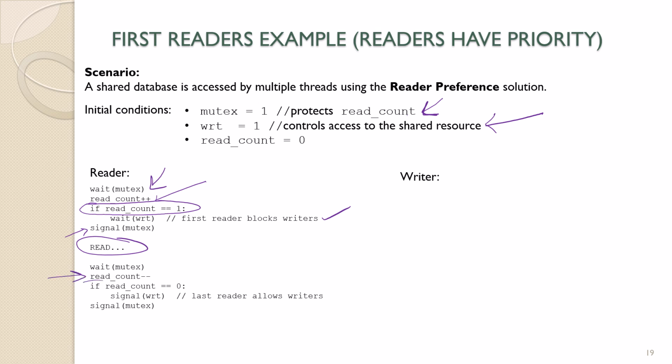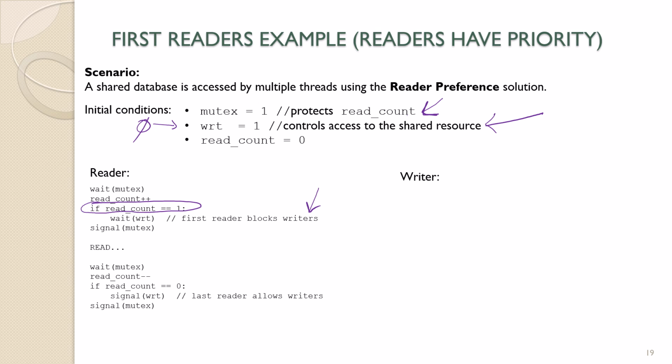And now I'm going to say, oh, now I'm the last one out there, so I can signal and let a writer in if a writer is waiting. Okay, so that's this part right here. If the read count is this, is the first, the reason that we need to check if I'm the first one is because if I'm not the first one, this WRT is going to be changed to 0.